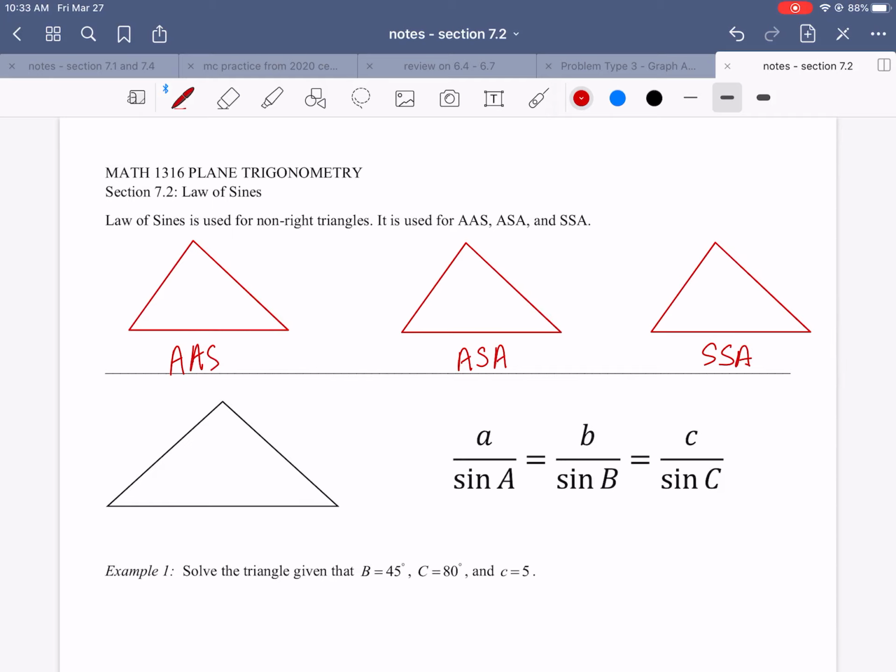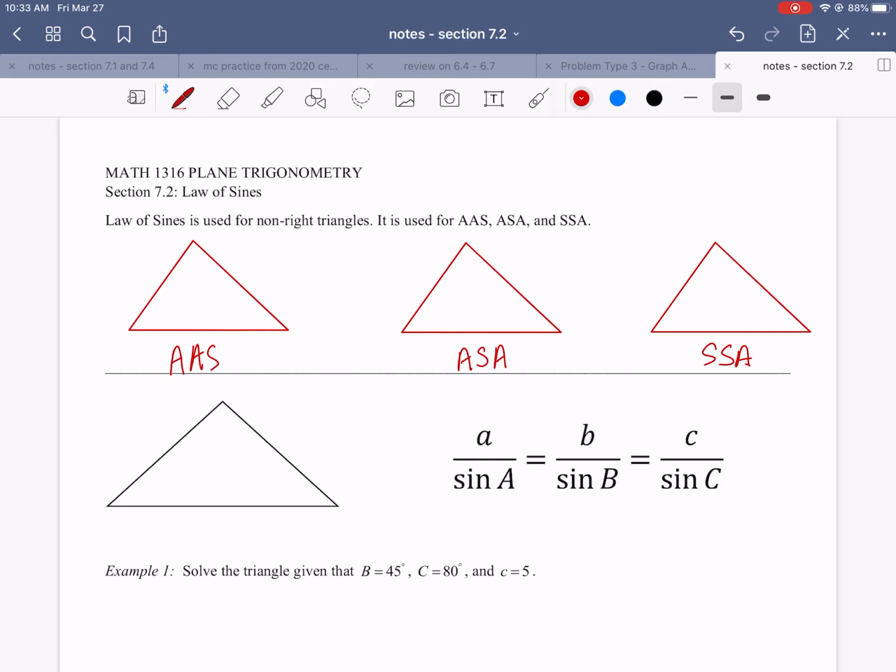Today we're going to talk about section 7.2, which is going to focus on the law of sines and solving triangles that aren't necessarily right triangles. So we're not going to be able to use SOHCAHTOA today. We're going to have to use what's called the law of sines. And before we get there, I want to just make a couple of notes.